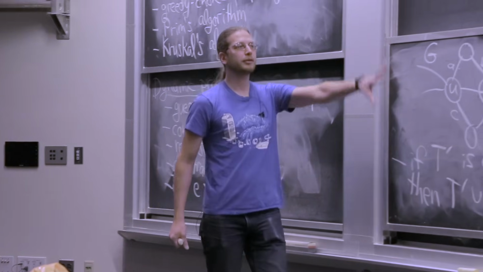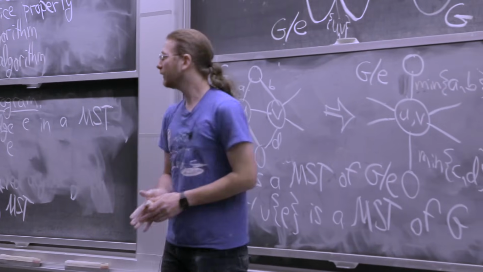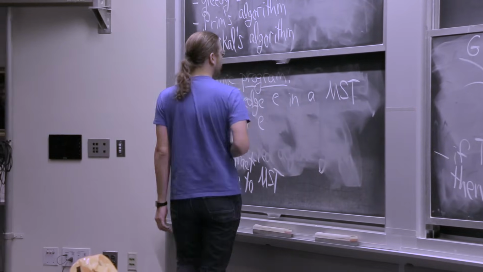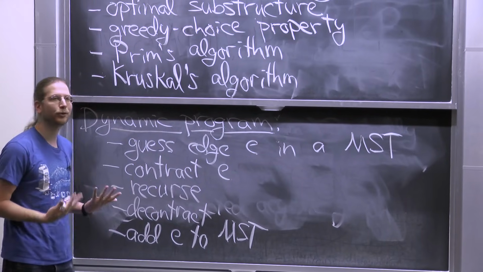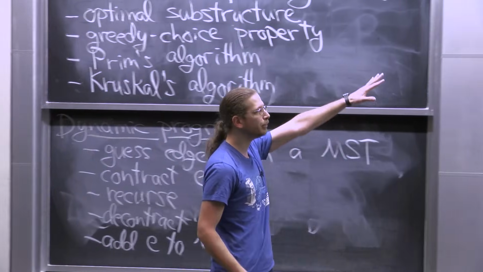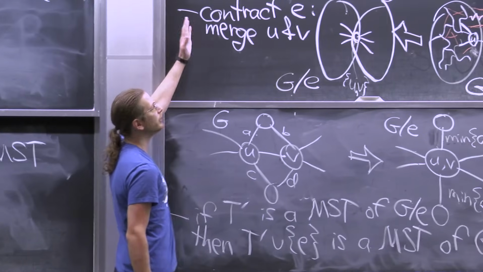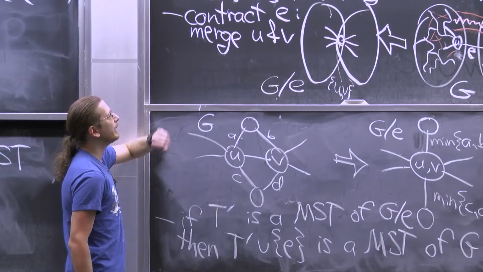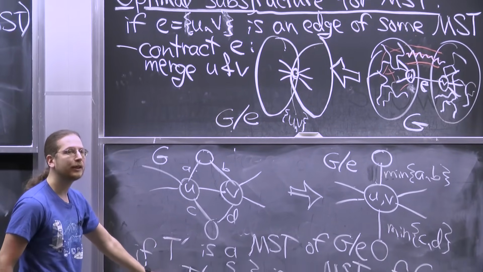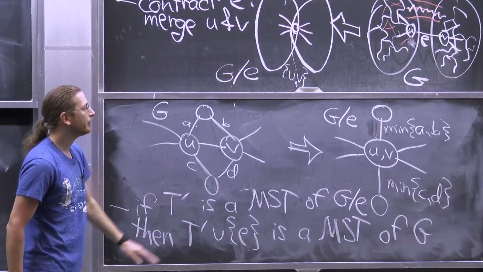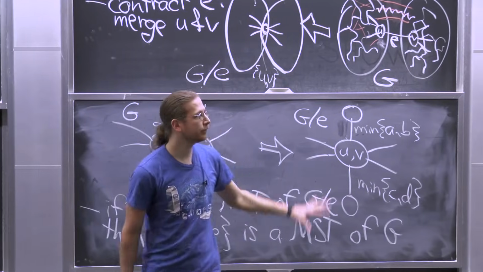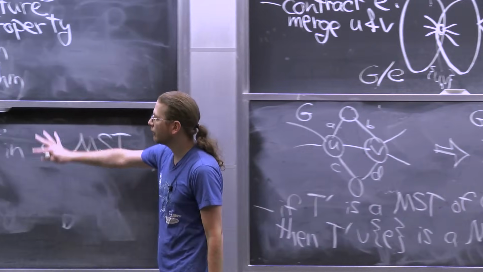And what this lemma tells us is that this is a correct algorithm. If you're lucky, and we're going to force luckiness by trying all edges, but if we start with an edge that is guaranteed to be in some minimum spanning tree, call it a safe edge, and we contract, and we find a minimum spanning tree on what remains, then we can put E back in at the end, and we'll get a minimum spanning tree of the original graph. So this gives us correctness of this algorithm.